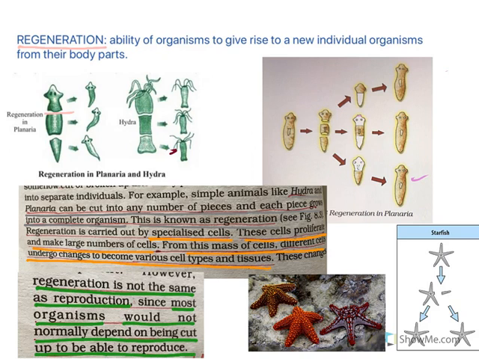Like when you have the planaria, it has its own method of reproduction. But if at all it is cut up, then each piece will develop into a new individual. The same thing for the starfish. The starfish has its own method of reproduction. But if the starfish is cut up, each piece then develops into a new starfish, and so also for hydra. So it cannot be considered as a method of reproduction.